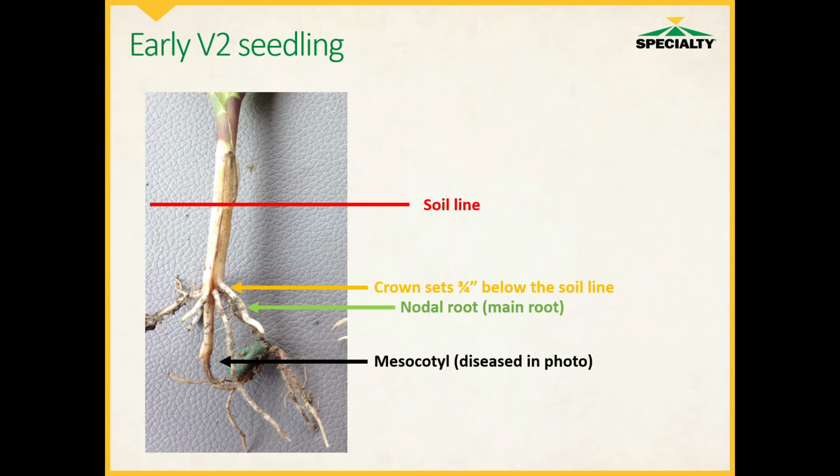Now the important connection piece between the emerged seedling and the seed itself from which it came is the mesocotyl there at the black arrow. It is diseased in this photo. It's supposed to be a whitish, healthy looking appearance. Obviously here it's shrunken and black, thus it has been diseased and we're not getting that transportation of nutrients and water from the seed and seminal rooting system.